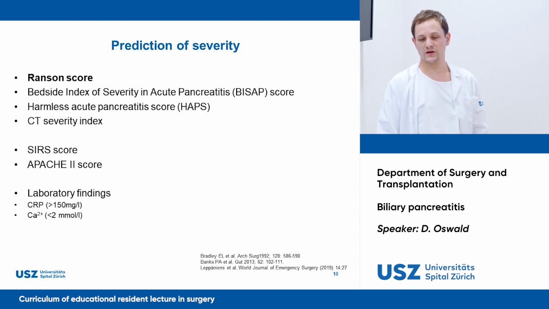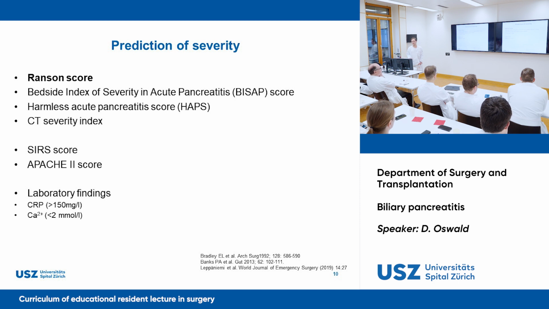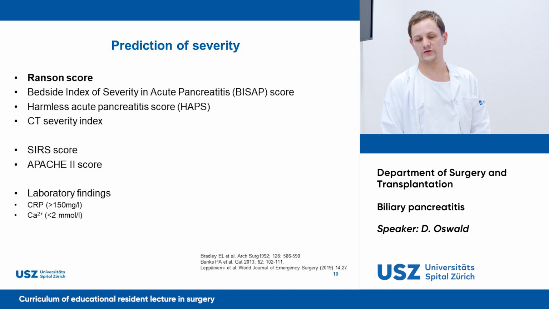The Ranson score is a widely used score, and we often use the Ranson score. But all the scores have their advantages and disadvantages. These predictive models have a low specificity, and when coupled with the low prevalence of severe acute pancreatitis, the positive predictive value of these measurements is very low. There are some laboratory findings, such as a highly elevated CRP over 150 or a low calcium, that are suspicious for necrosis and therefore for a severe course of the disease. But after all, in summary, there is no gold standard prognostic score at the moment.